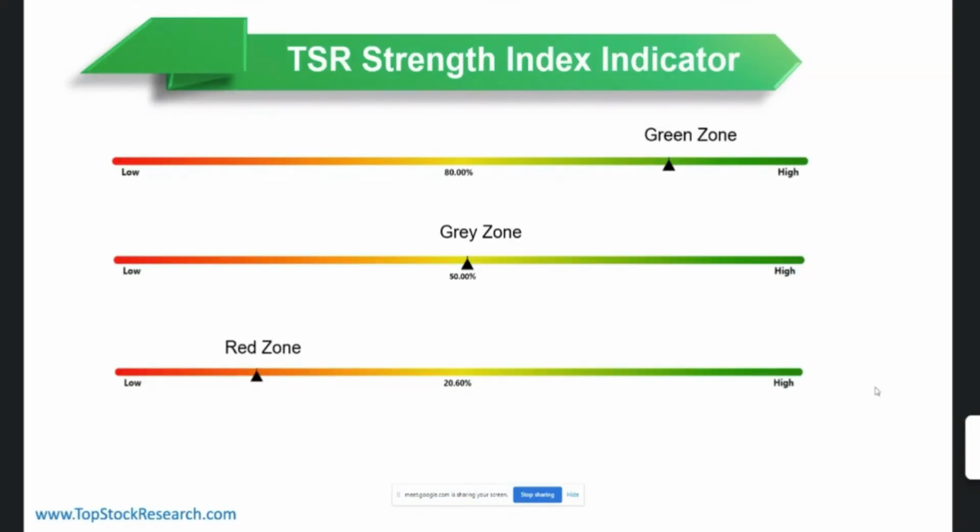Right? A typical barometer: green zone, the higher the better. Red zone, avoid the lower ones. And the gray zone. Gray zone is where you don't have the clarity.